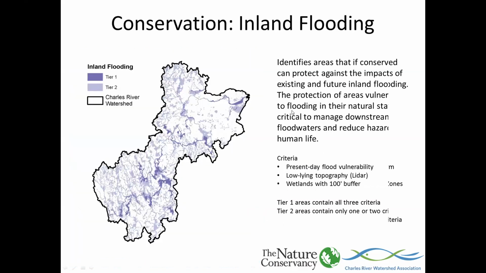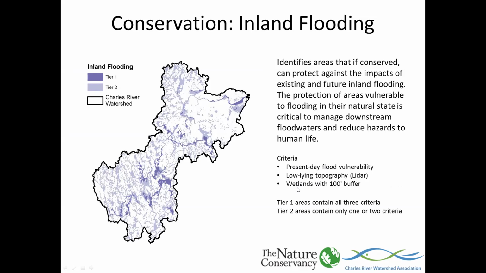Okay, inland flooding identifies areas that, if conserved, can protect against the impacts of existing and future inland flooding. So this is helping you prioritize some of those mitigation impacts or adaptation measures. It includes present-day flood vulnerability, low-lying topography based on the LIDAR data, and wetland areas, including a small buffer, since those are areas that are already wet.